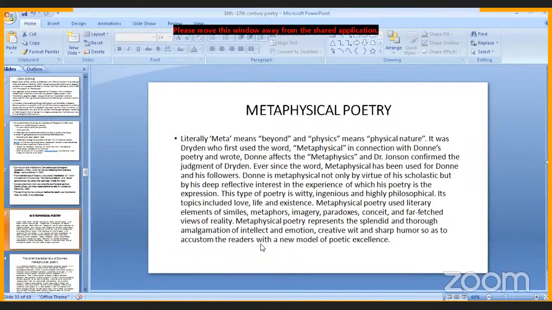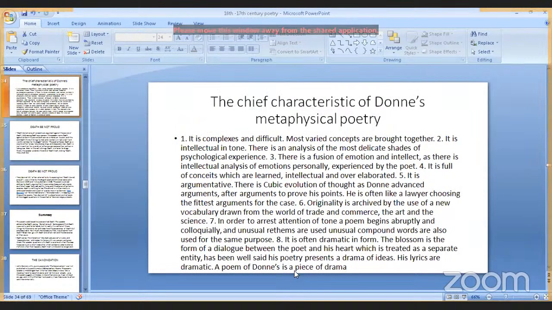This type of poetry is witty, ingenious, and highly philosophical. Right. I think this point we've already touched upon. Well, if you look into the characteristic features of Donne's metaphysical poetry, it is quite complex and difficult.